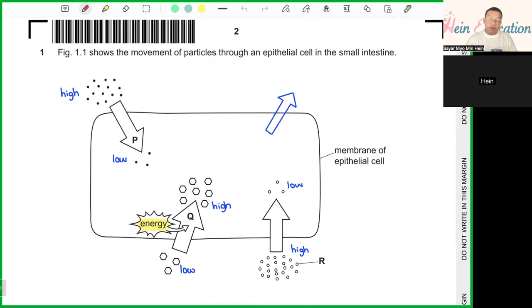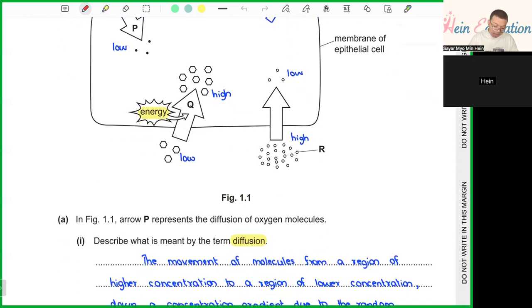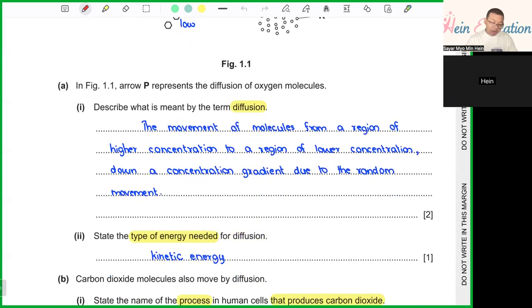So figure 1.1 shows the movement of particles through an epithelial cell in the small intestine. So they give substances P, Q, and R. And as we can see from the diagram, for the substance P, it is moving from high to low concentration. And for the substance R, also it is moving from high to low concentration. But for the particle or substance Q, they are moving from low to high concentration using energy. So this already gives you a hint of the type of transport system involved in this mechanism.